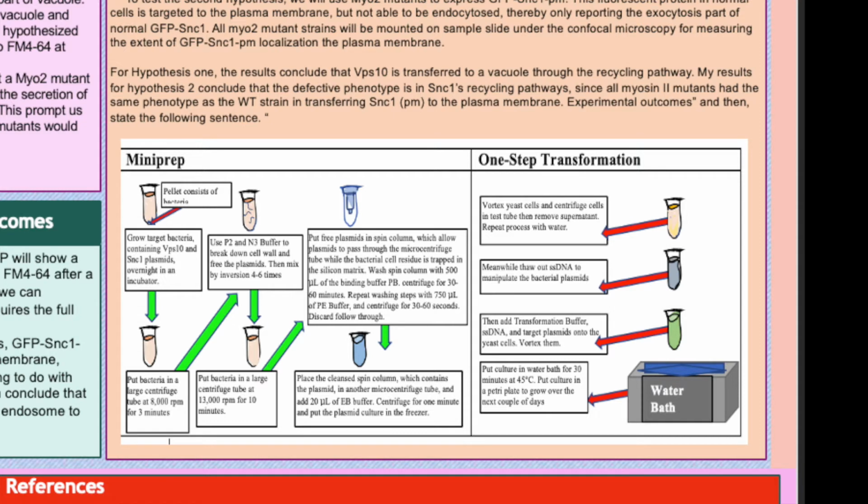As for one-step transformation, we vortexed the yeast cells and we centrifuged them. We then added transformation buffer with ssDNA to manipulate bacterial plasmids and then the target plasmid onto the yeast cells. After we put that culture in a water bath for 30 minutes at 45 degrees Celsius, we then put the culture in a petri dish and grew the plasmids over the next couple of days.